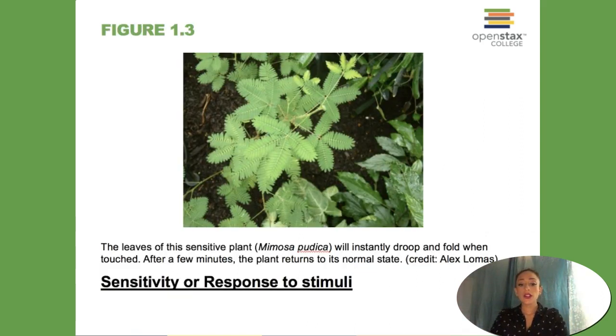Okay. These are all examples of properties of life that we're going to be going through, and these are all examples that you can find in your book as well. The leaves of this sensitive plant will instantly droop and fold when touched, okay? Also, a common plant that you all are familiar with is the plant that actually closes up when it's stimulated, Venus flytrap. You all have commonly seen this on TV and things of that nature. That is a response to stimuli as well.